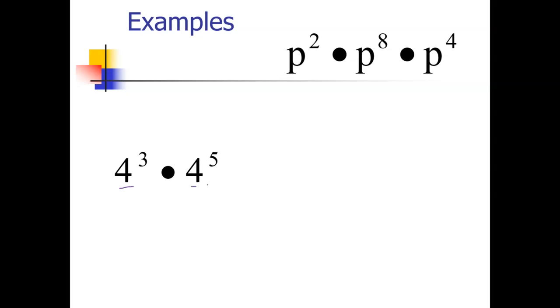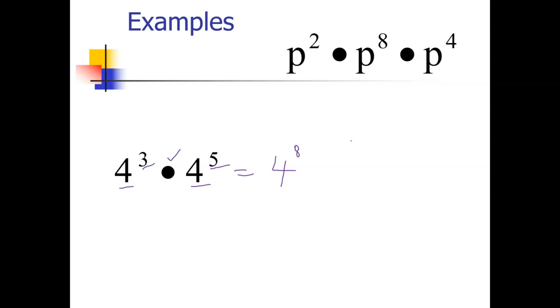So here I have 4 and 4, the base is the same, checked. And here I'm multiplying, checked. So it means I can use the product rule and I can write this as 4 is my base, so you want to leave the 4 as is, and then you will add the powers 3 plus 5. So 3 plus 5, the power is going to become 8. And you just did the product rule.